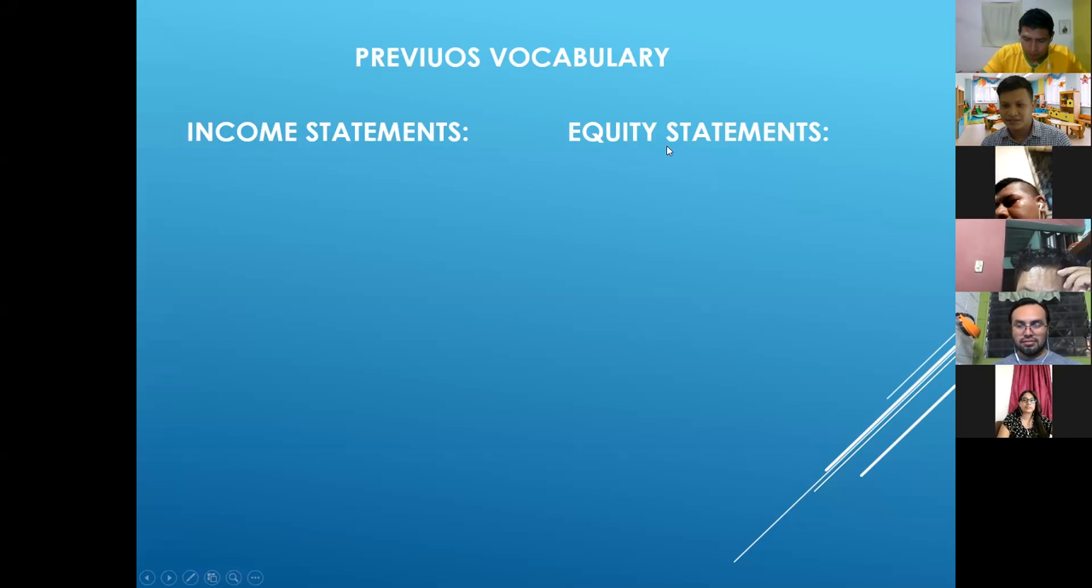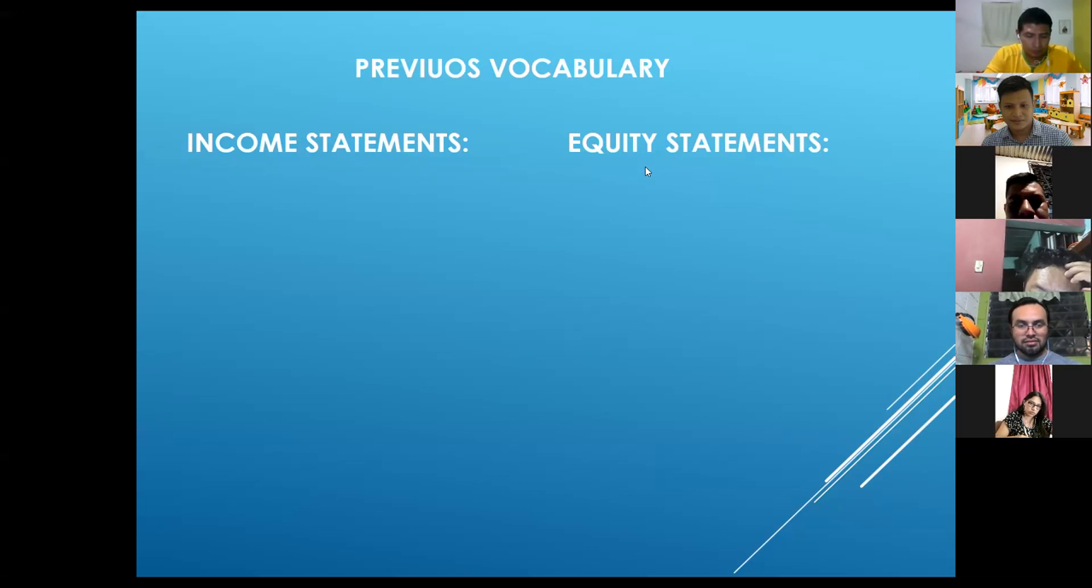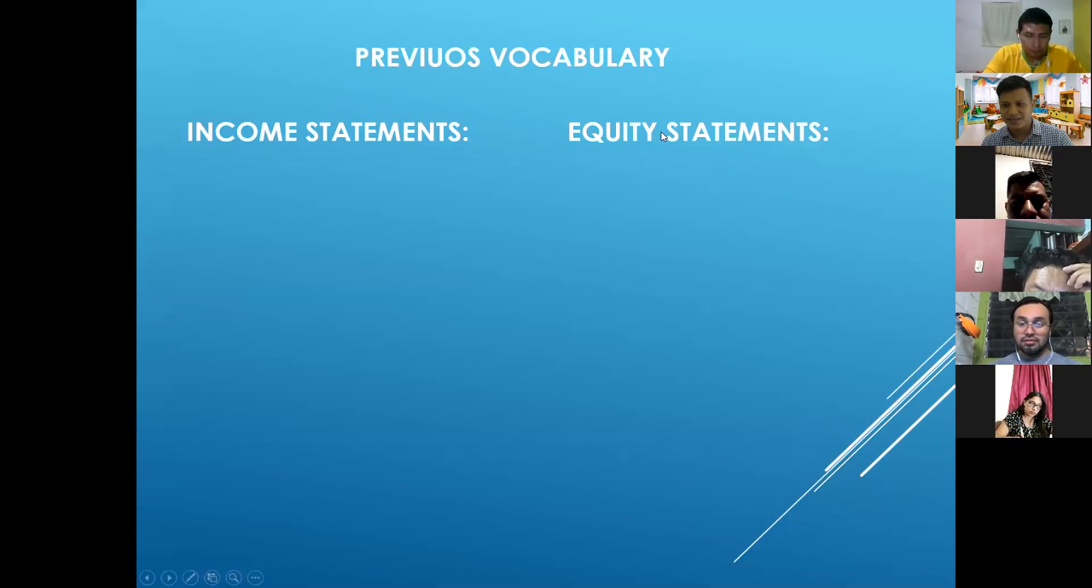Equity statement. What is this? Did you remember? Equity statement. Equity statement. Completo income statement. Equidad es la primera, estado de equidad.